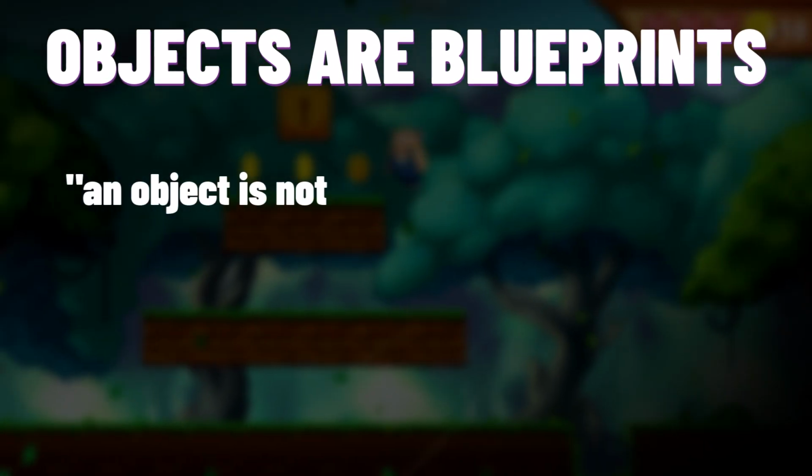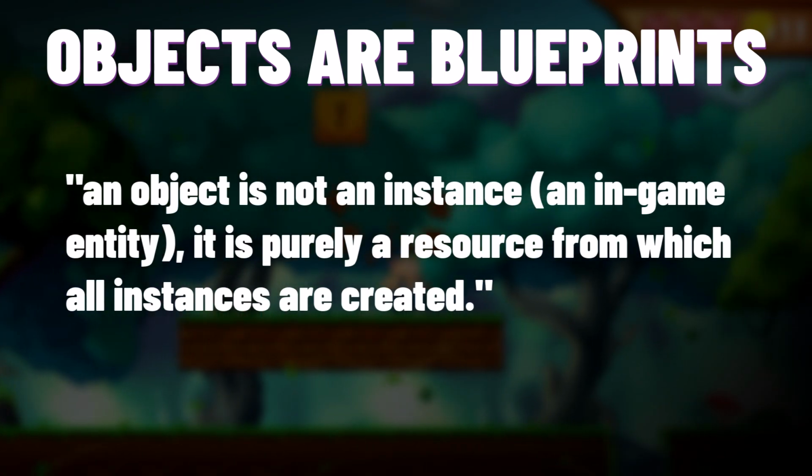One important thing to know about objects is that they are more like blueprints. You design them in GameMaker, but the object itself doesn't actually exist in your game.